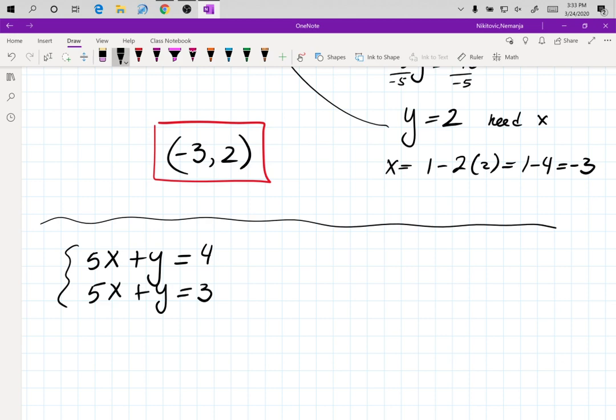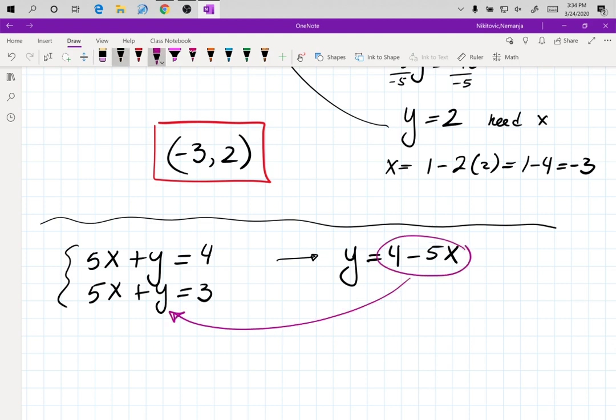Very easy to solve for y, right? Take 5x on both sides. So y equals 4 minus 5x, when you subtract 5x to get y alone. And now you take that and you plug it into y. So what do we get? We get 5x plus, and now we have our 4 minus 5x, and we have equals to 3.